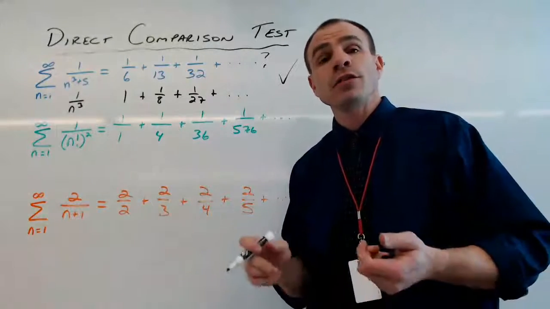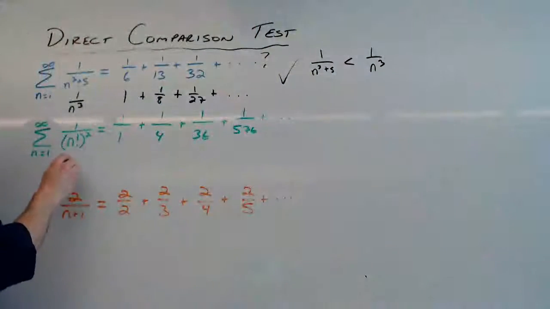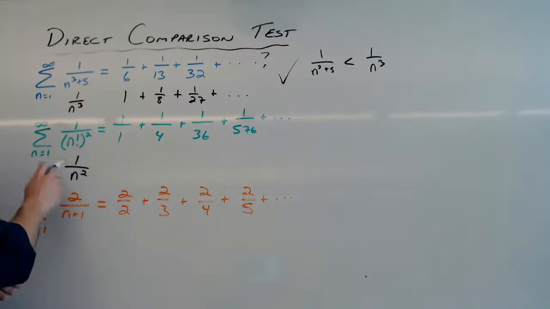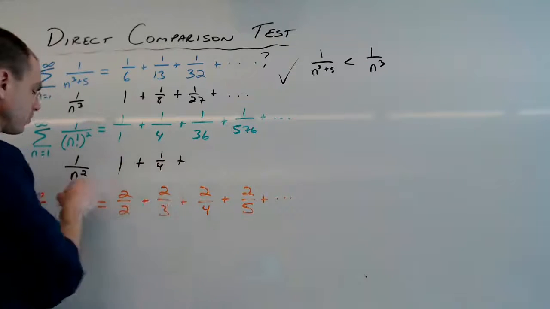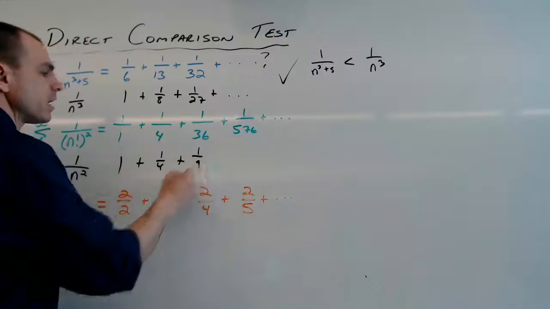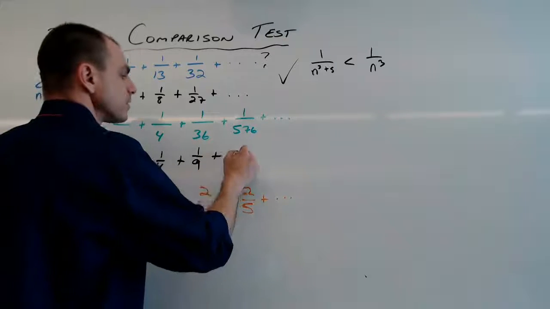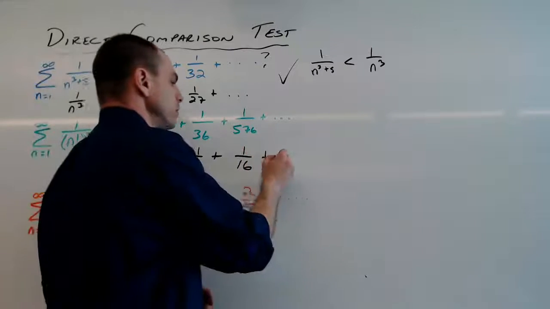Let's compare this with another p-series that we know converges, 1 over n squared. And again, I'm just doing squared because I'm keeping my exponents the same. If n is 1, I have 1. If n is 2, I have a quarter. If n is 3, then I have a ninth. If n is 4, then I have a 16th. Now let's keep going and look at the terms.